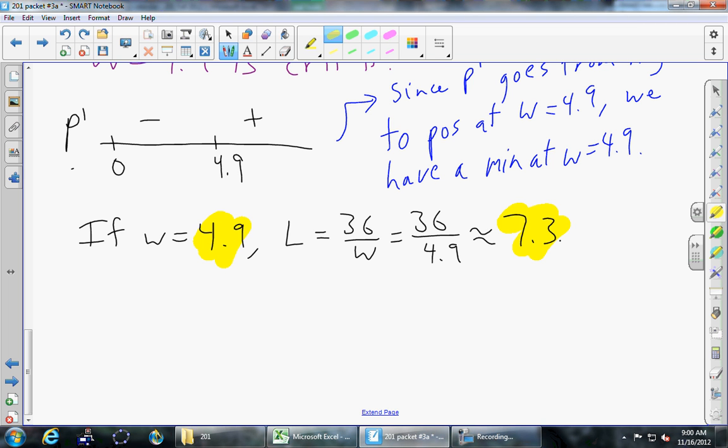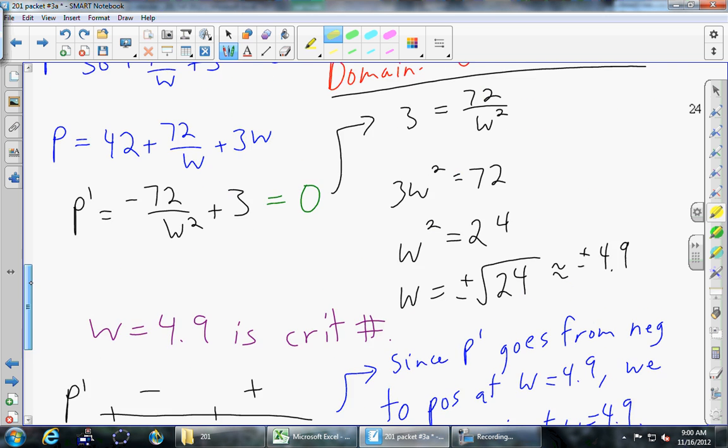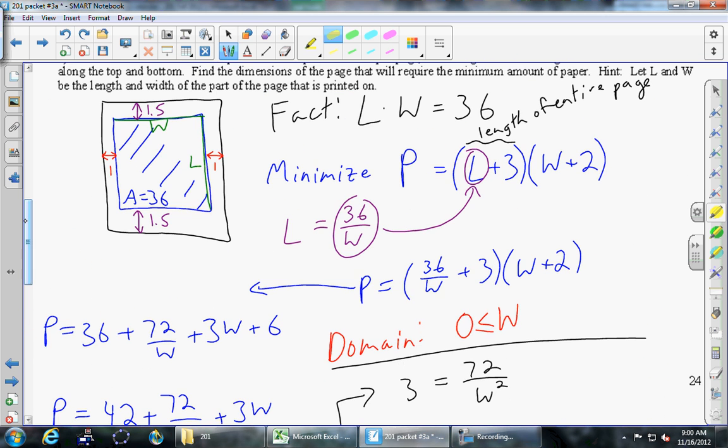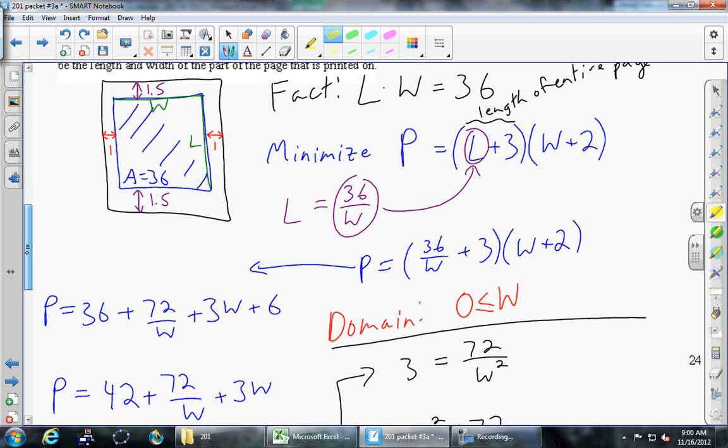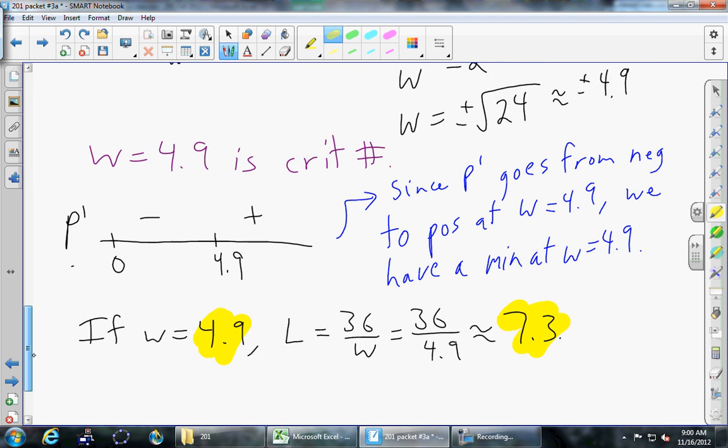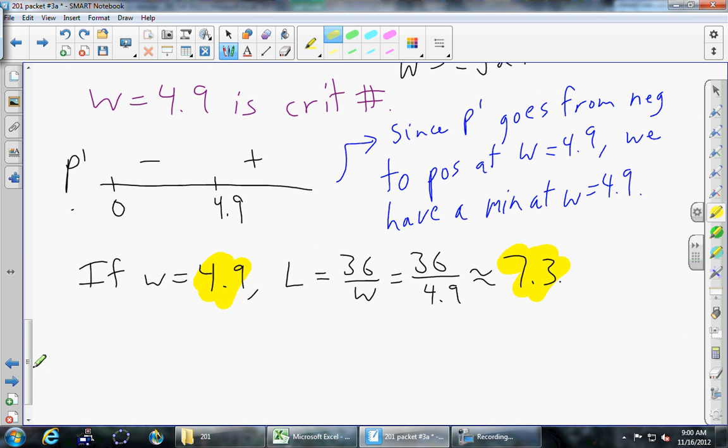The area of the printed page will be 36. That was required, but it's the total area that I'm interested in. So has anybody done it? What's the total area? How much? 71.07. Better than the 72, which was our initial guess by making a square. Any questions on anything in this problem?